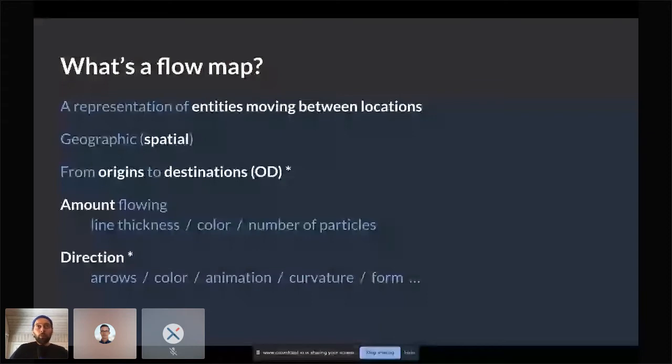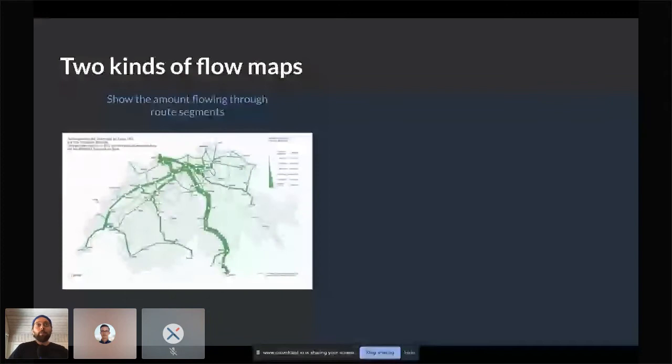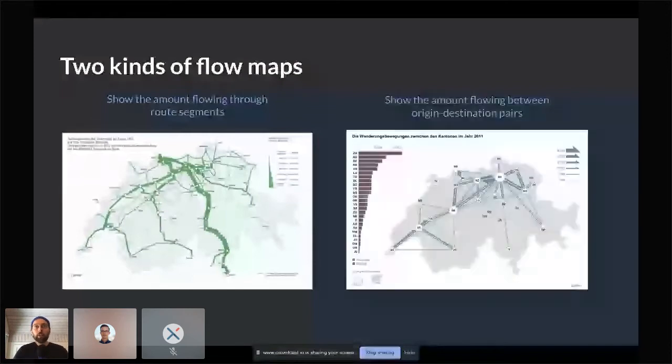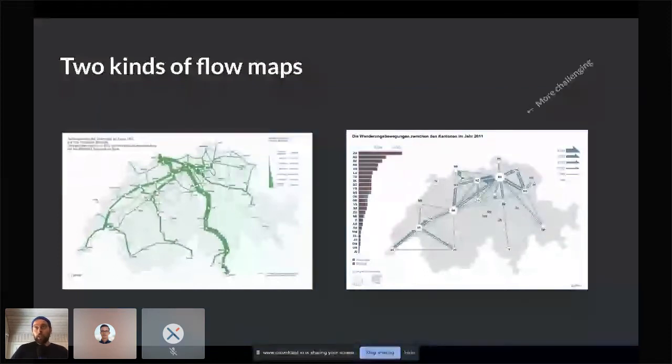So there are two basic kinds of, at least two kinds of flow maps. Those which are focused on the amount flowing through specific route segments, and those which show the amount flowing between specific origins and destinations. They are similar, but not quite the same. So for the first ones, the origins and destinations are actually not important, maybe not even known. And for the origin destination flow maps, the routes are not important and are not represented, usually. The second kind is more challenging, because there is line overlap, right? We are drawing lots of lines, and they have an overlap.